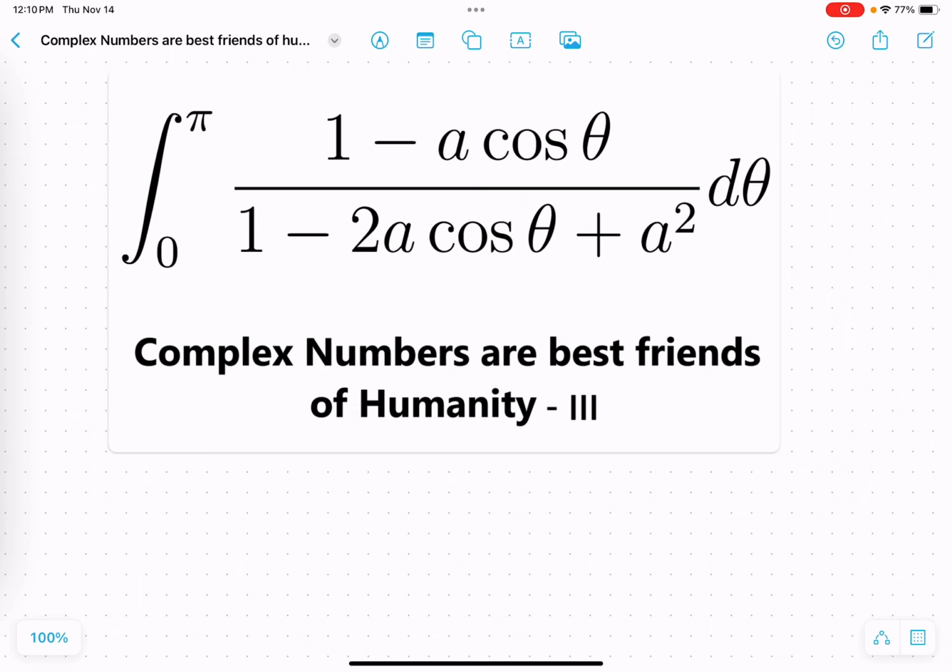In this video, we will solve this integral from 0 to pi of (1 minus a cos theta) divided by (1 minus 2a cos theta plus a squared).